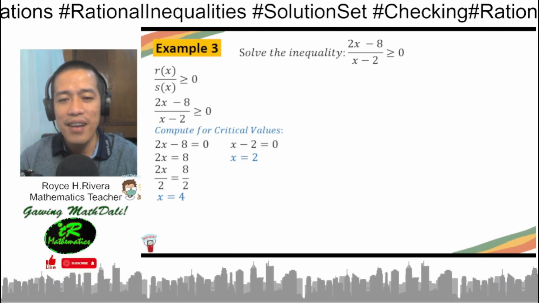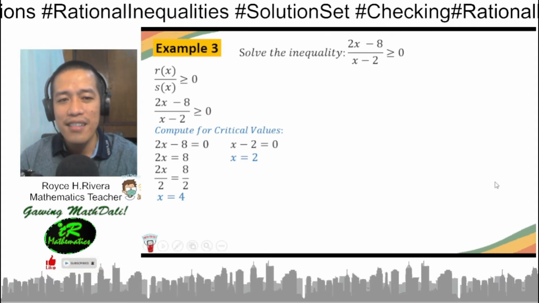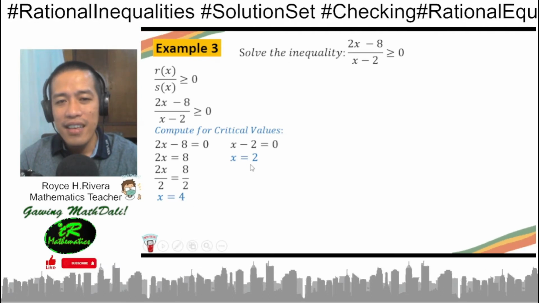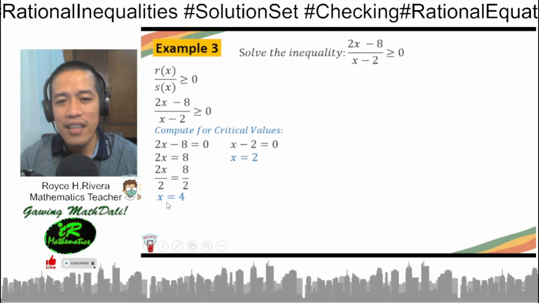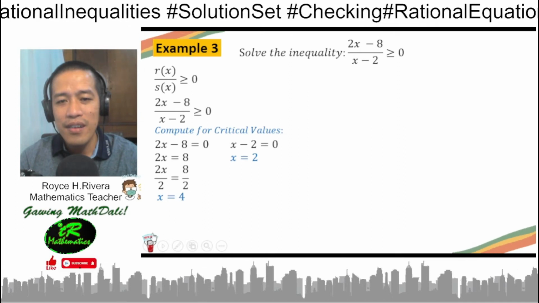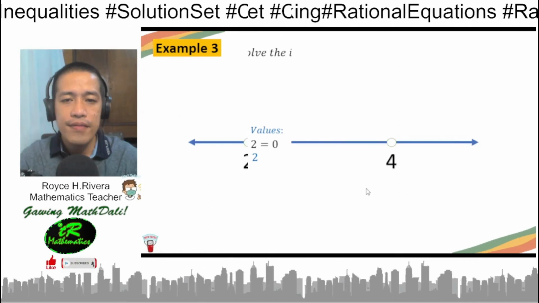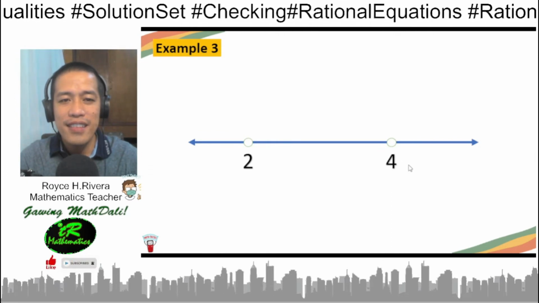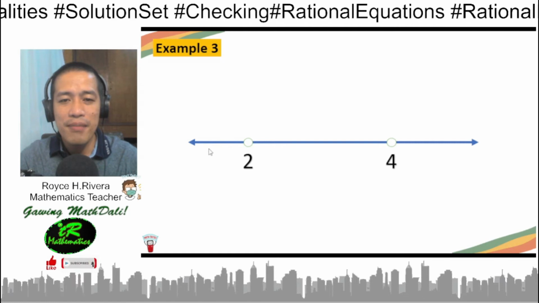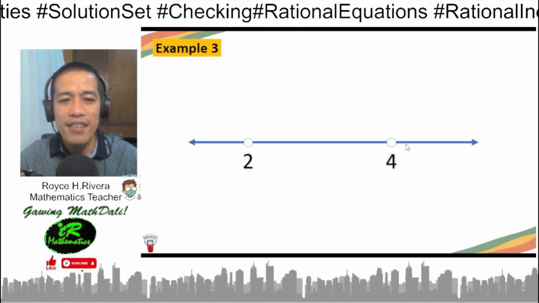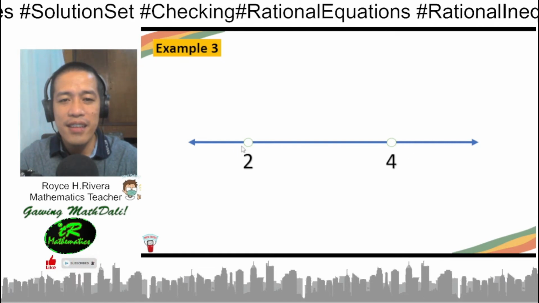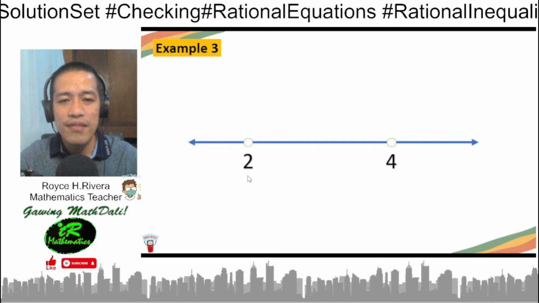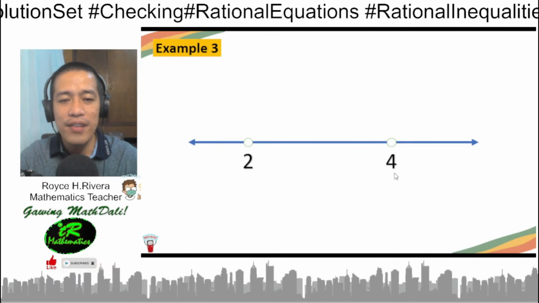second critical value. After that, we will plot x equals 2 and x equals 4 on a number line. Similar to this one, we have the number line extending infinitely on both sides. And here is 2 and 4.